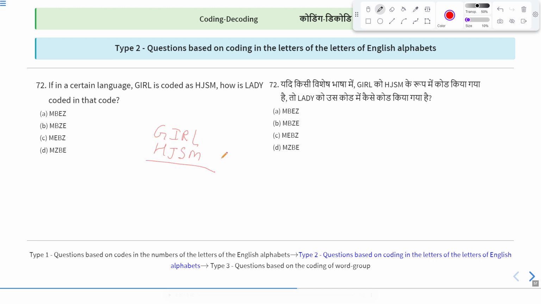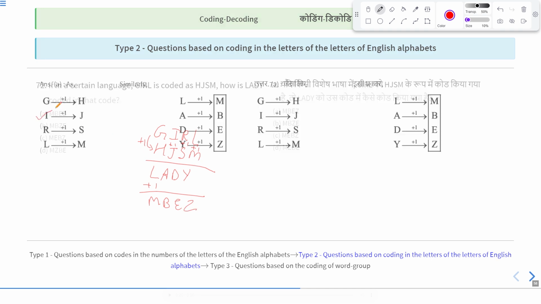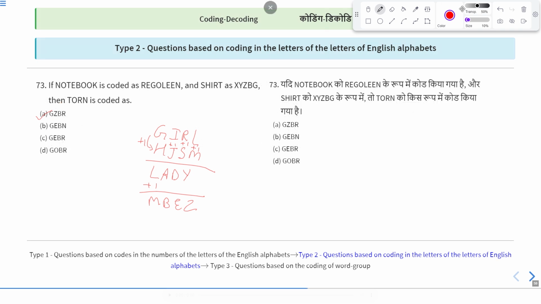Girl becomes SJSM. So G plus 1, I plus 1, R plus 1, L plus 1. So similarly, lady, L plus 1, A plus 1 B, T plus 1, E, Y plus 1 Z, and B, E, Z, A. Similarly, for notebooks, N, O, T, E, A, O, K. Also to find the pattern which matches with R, E, G, O.